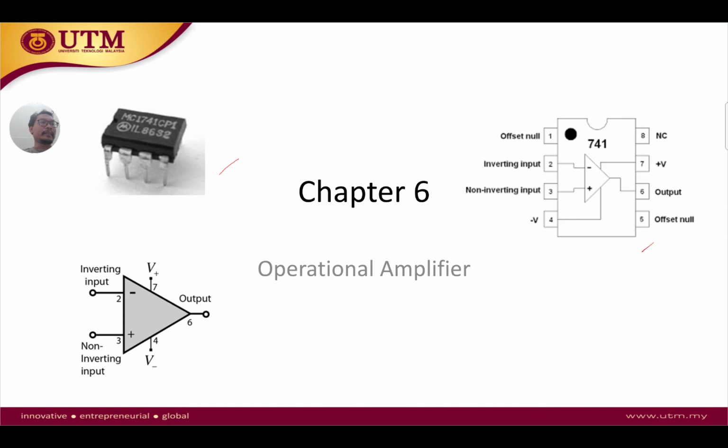This is the schematic for the chip, so you can see the pins there. From left you have pin number 1, 2, 3, 4, and then 5, 6, 7, 8. And this is how the op-amp is connected internally in the chip. And then this is a symbol for the op-amp. So we're going to look into details on how we can apply op-amps in our electronics applications, and we do some mathematical analysis using op-amps.